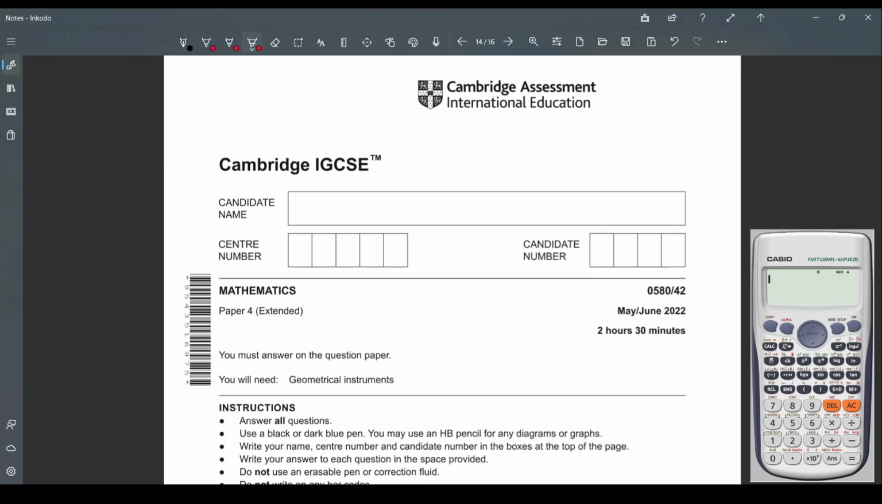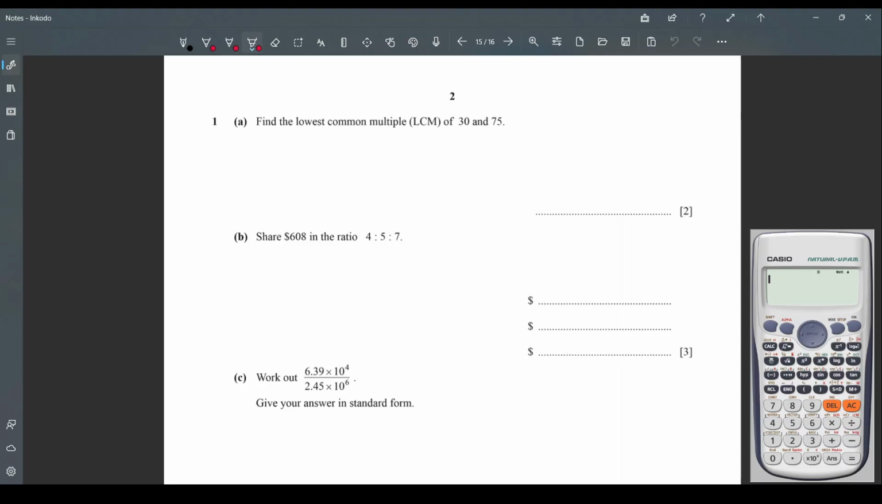So today we are going to do IGCSE paper code 0580 May June 2022 paper 4 extended. So let's start with question number 1. Find the lowest common multiple of 30 and 75.